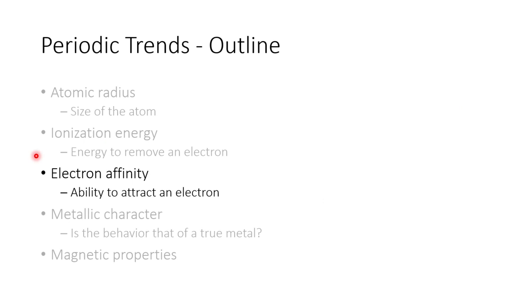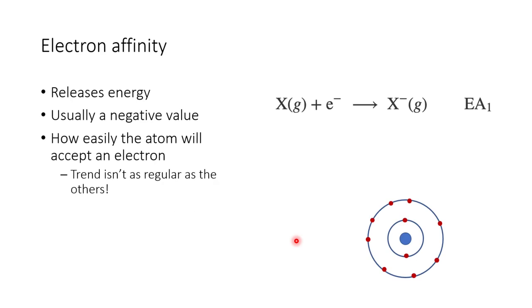So now let's talk about the opposite idea, which is electron affinity, which is the atom's ability to attract an electron. Now it's not exactly the opposite, but it is very similar. So with electron affinity, we have our fluorine and it's obtained an electron here. This releases energy most of the time. It's usually a negative value, and we'll talk about why it's not always in a minute.